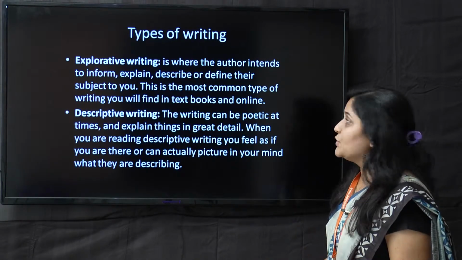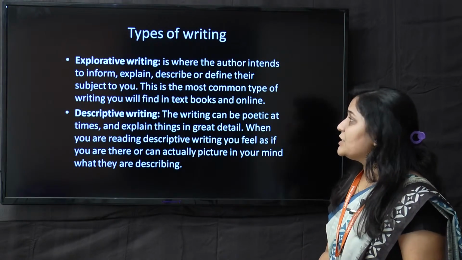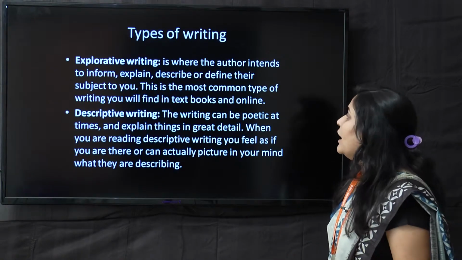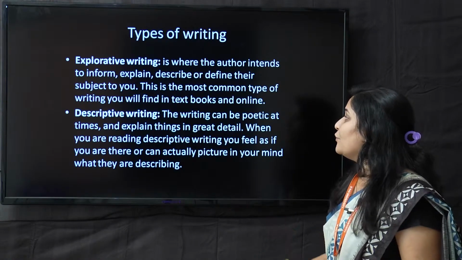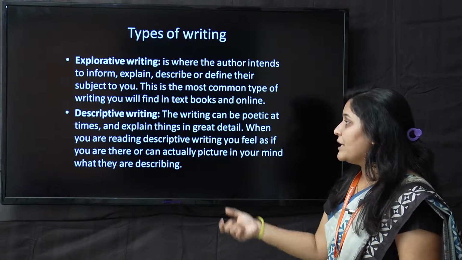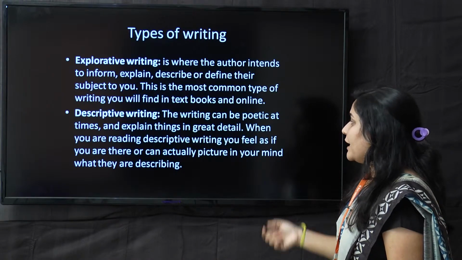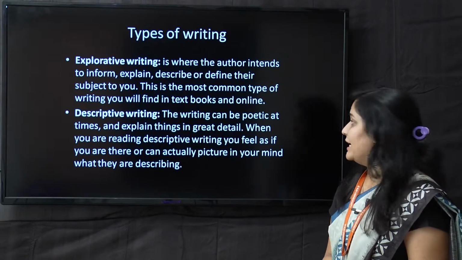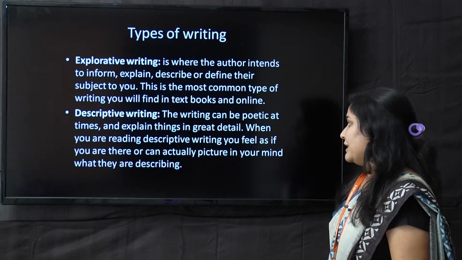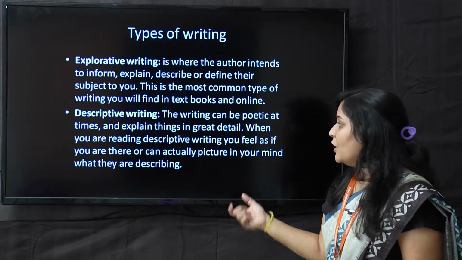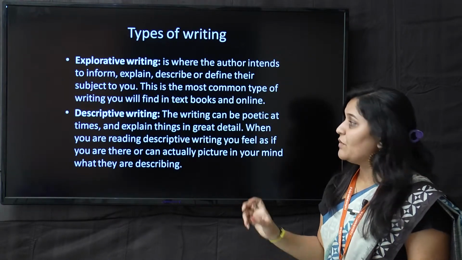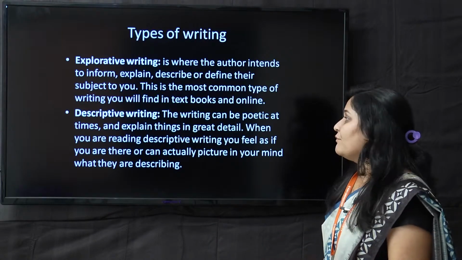Expository writing. Let's go first for that, where the author intends to inform, explain, describe or define the subject to you. This is the most common type of writing you will find in textbooks and online. Now the second one is descriptive writing. The writing can be poetic at times and explain things in great detail. When you are reading descriptive writing, you feel as if you are there or can actually picture in your mind what they are describing. That means we have to describe the things we have seen.